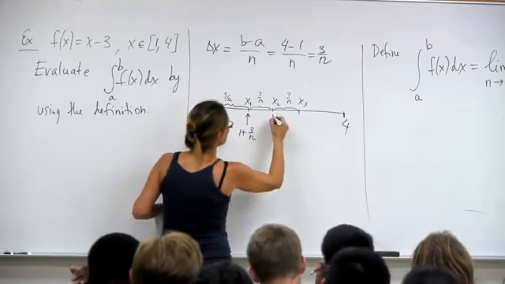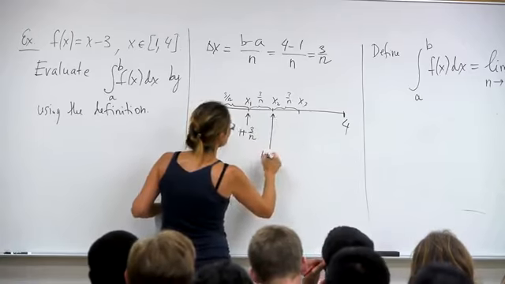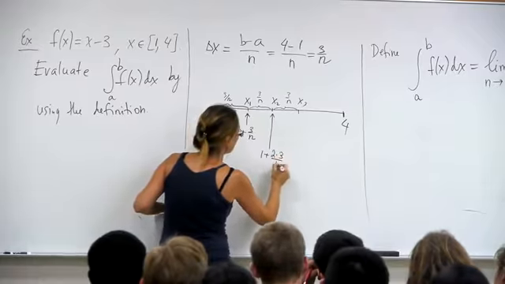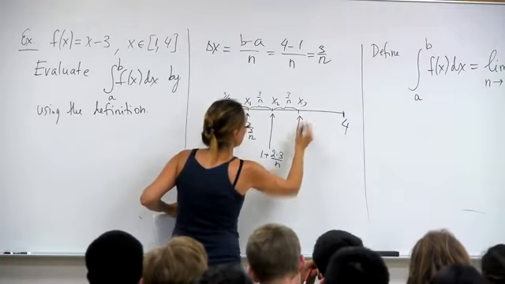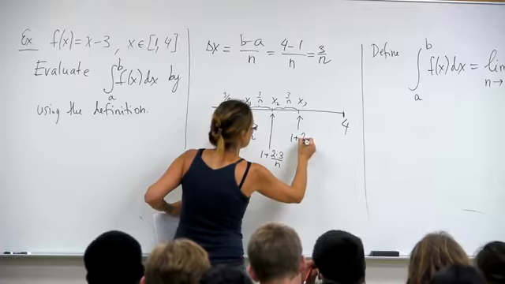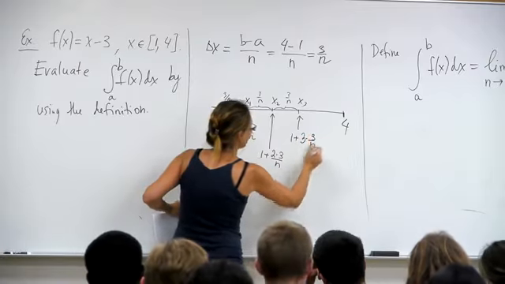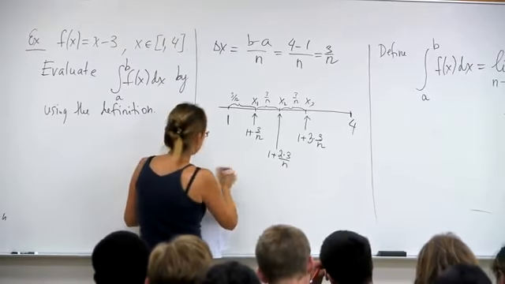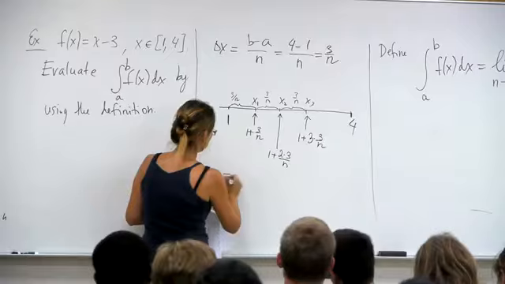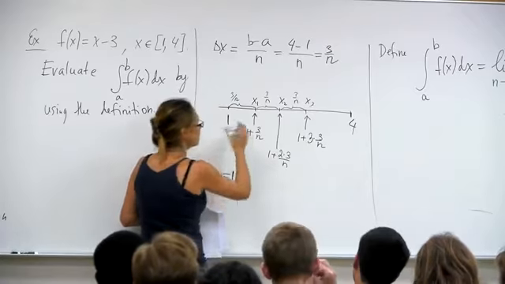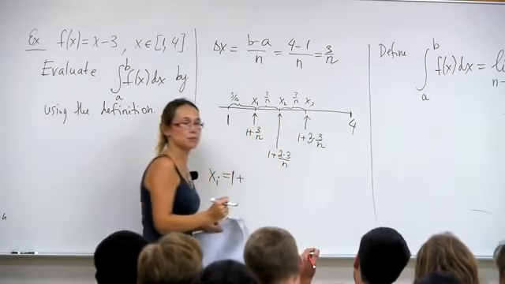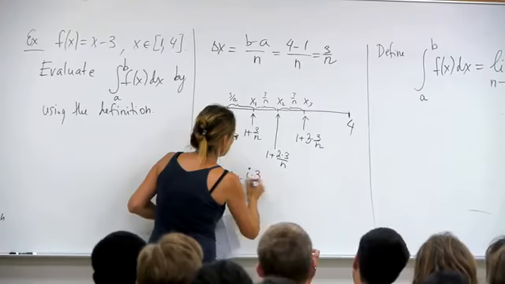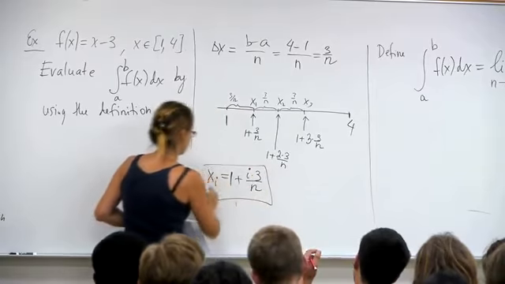Now, what's the value of x2? It's 1 plus twice that thing, so 2 times 3 over n. This guy is 1 plus 3 times 3 over n. So we can see the pattern. The pattern is that xi equals 1 plus, so for each i I have to step i times. So I have i times delta x, 3 over n. Questions?